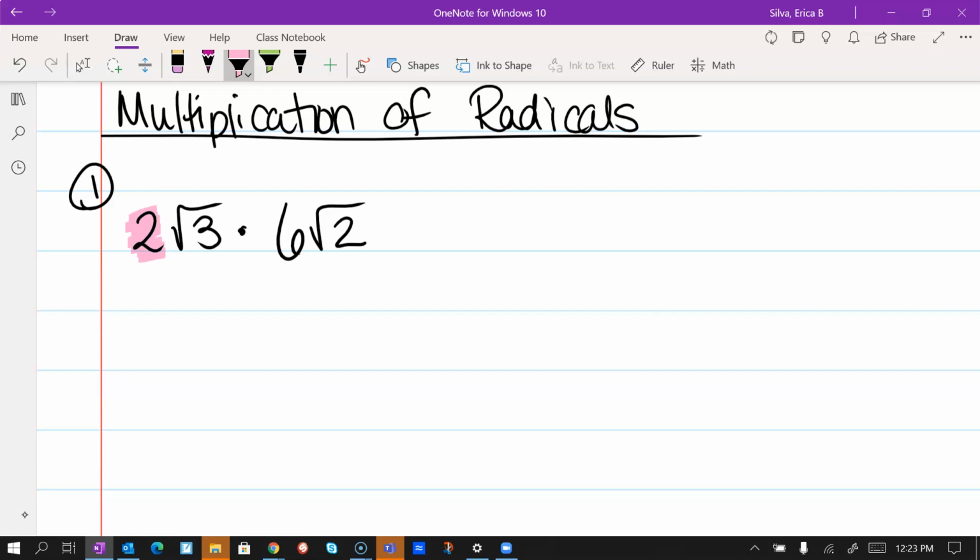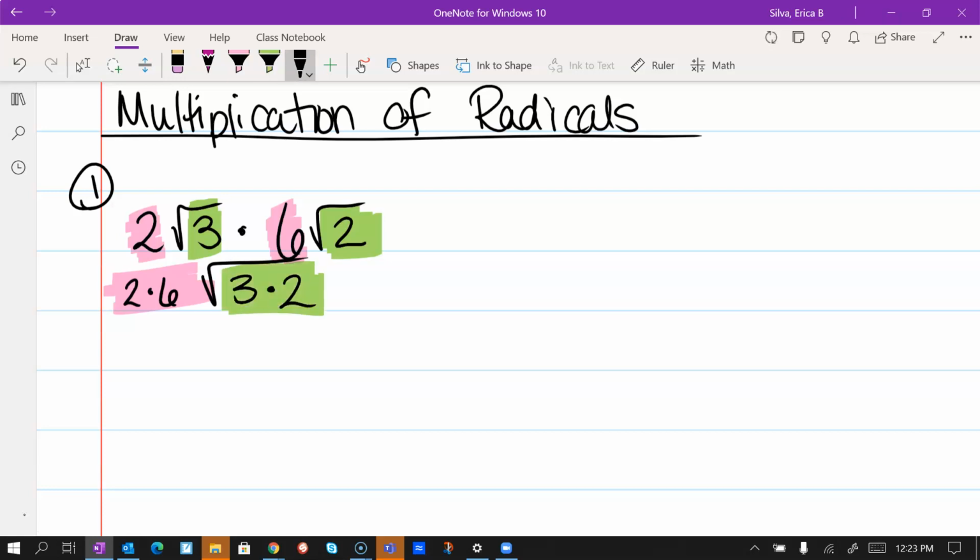So we're going to multiply 2 times 6, and then the numbers inside the radical are their own kind. And over here, we're going to keep them inside the radical, and we're going to say 2 times 3. And now all we do is multiply. 6 times 2 is 12. 3 times 2 is 6.